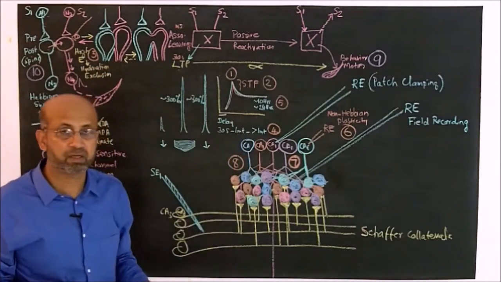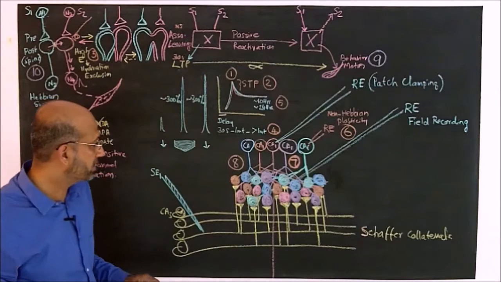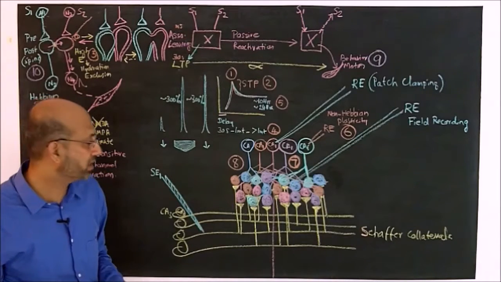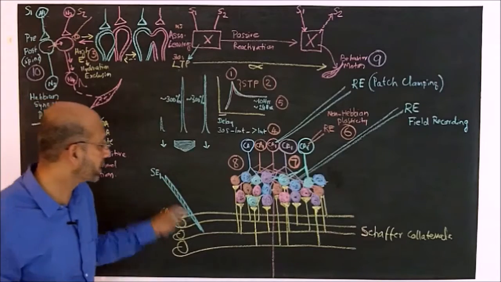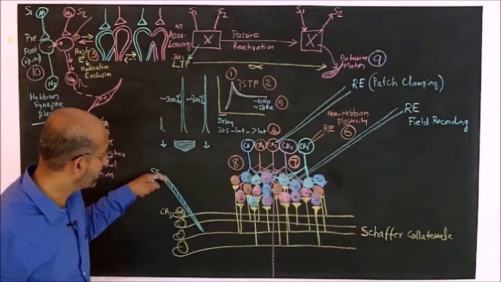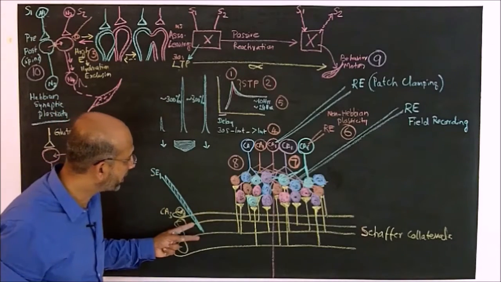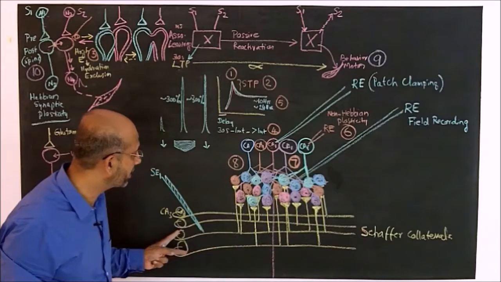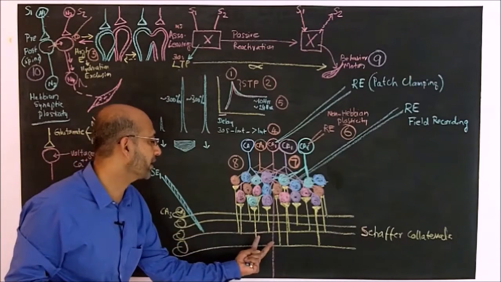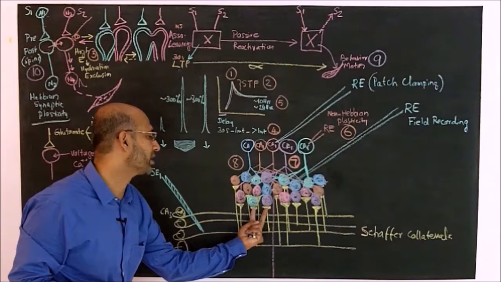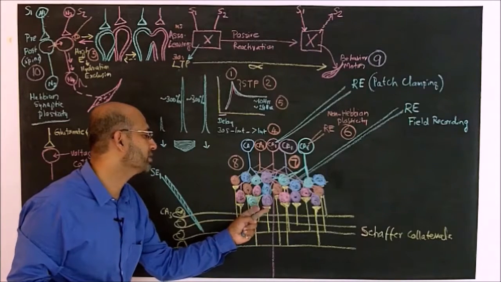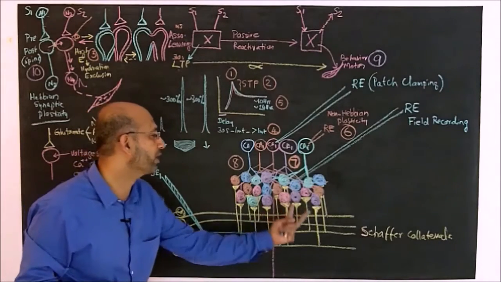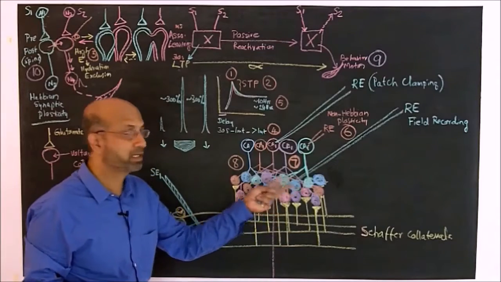LTP induction, one thing is very clear: normal synaptic function is essential for induction of LTP, because the high energy has to propagate through the axonal terminals of CA3 recurrent collaterals and then arrive through these presynaptic terminals into the synapse. So normal synaptic function is required for induction of LTP.